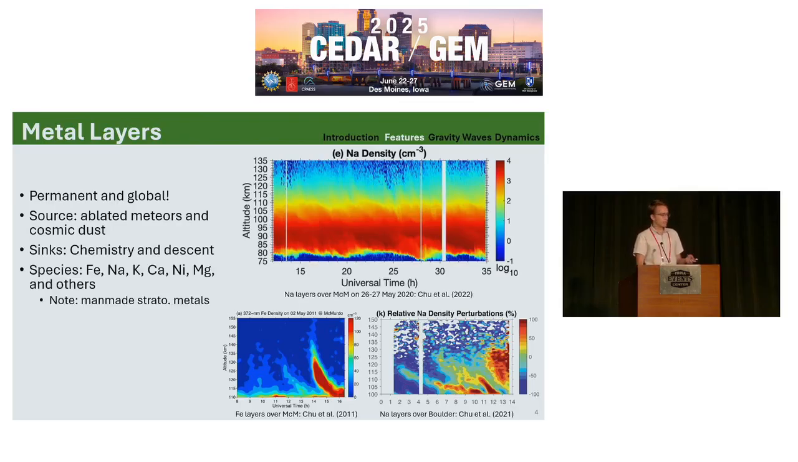The metal species that comprise this layer are all these different ones I've listed on the screen: iron, sodium, potassium, calcium, and others. I also want to mention that there are somewhat recently discovered man-made metal layers in the stratosphere from satellites that are burning up, but that's a different story. These can be observed by LIDAR, meteor radar, and even some of the airglow you see, like the sodium airglow, which is a very strong layer as well.